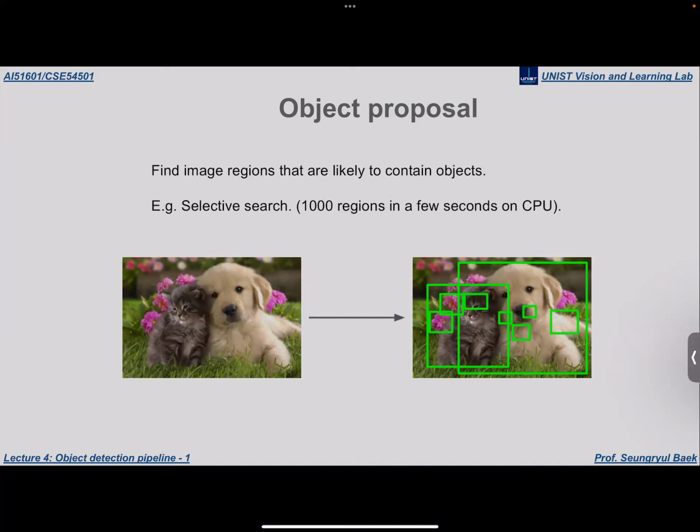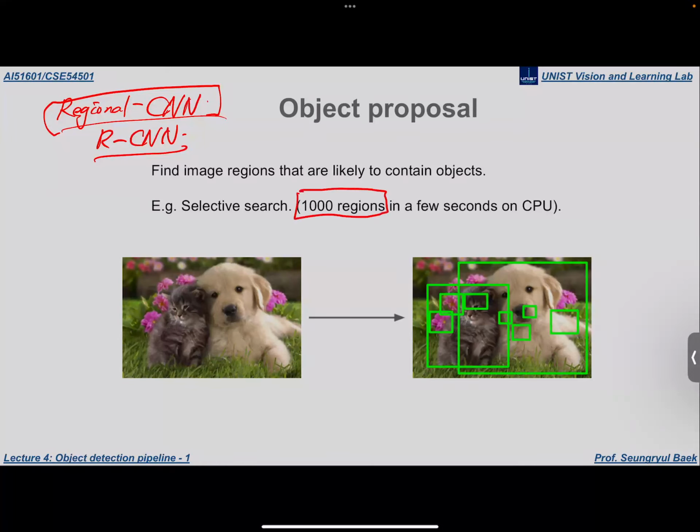And one simple solution that appeared after this was the regional CNN architecture. This is called the R-CNN architecture. In this algorithm, they first generate a number of regions that may contain objects within them.